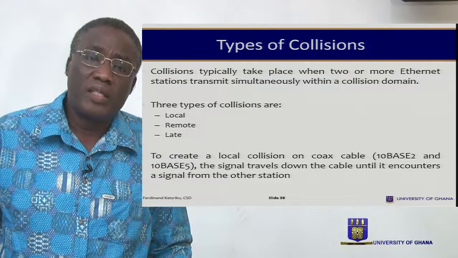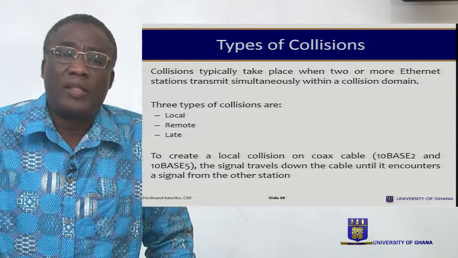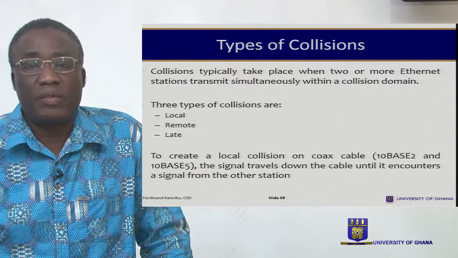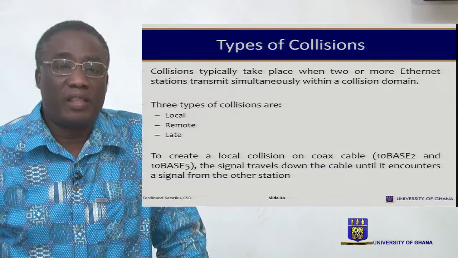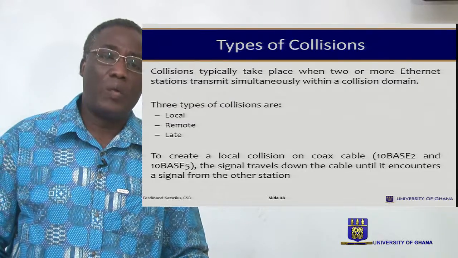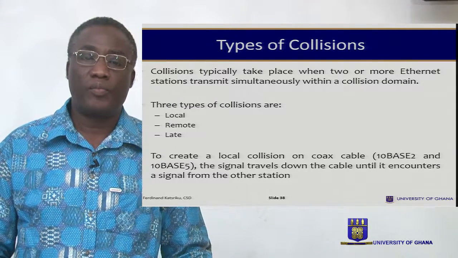Collision typically takes place when two or more Ethernet stations attempt to transmit simultaneously within the same collision domain. There are 3 types of collision: the local one, the remote one, and the late one.